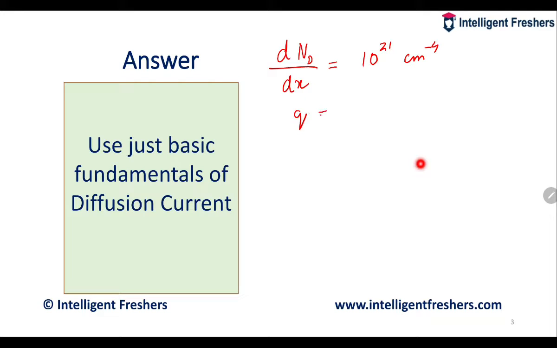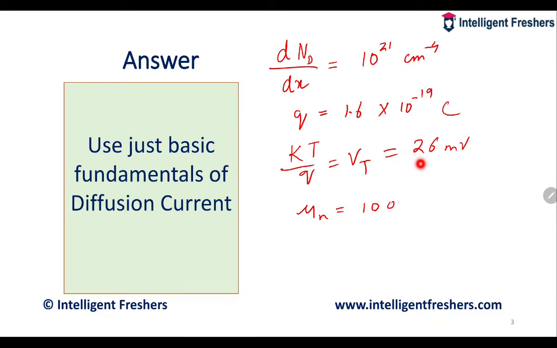The electronic charge is given to us, that is 1.6 into 10 raised to the power minus 19 coulomb. Then kT by Q, also known as thermal voltage, is given to us as 25 millivolts. Sorry, it is not 26, it is 25 millivolts. And the mobility of electrons is 1000 centimeter square per volt second. Right, so these are the quantities given to us.